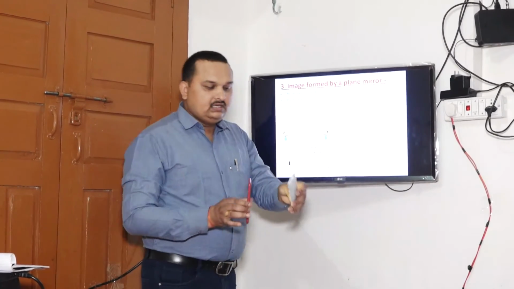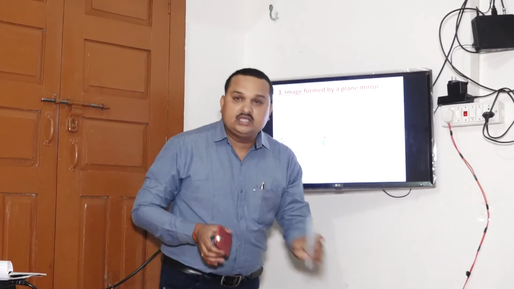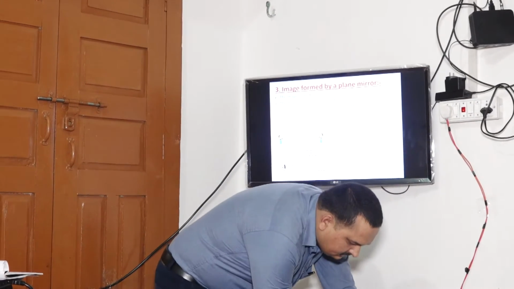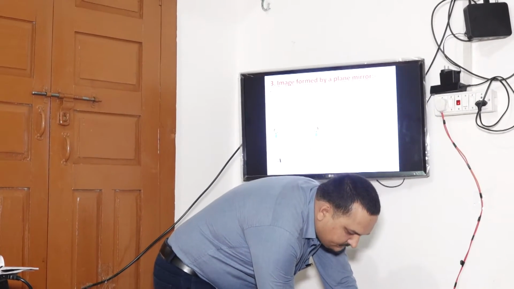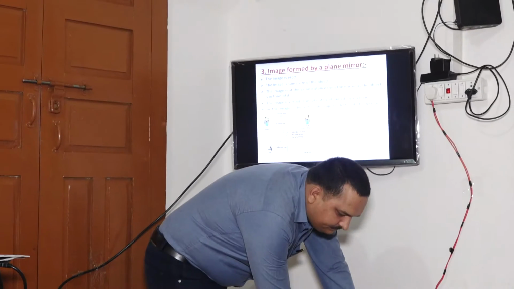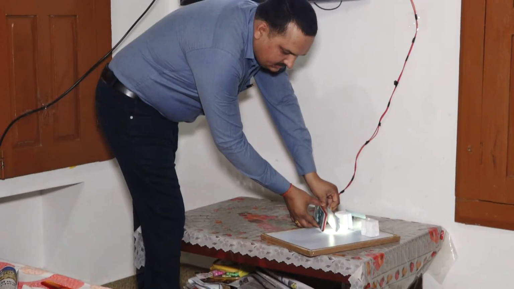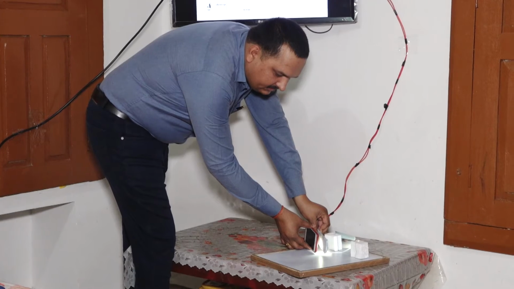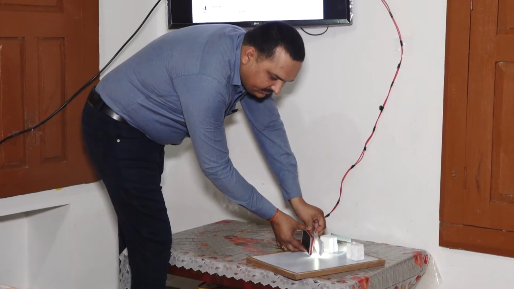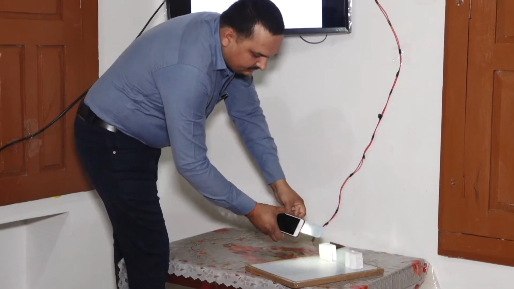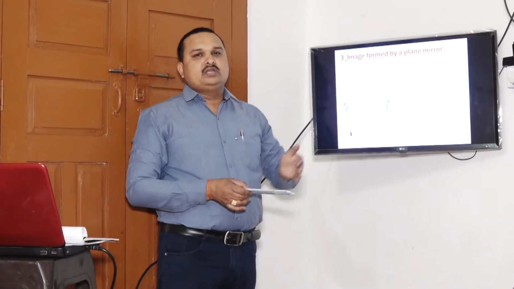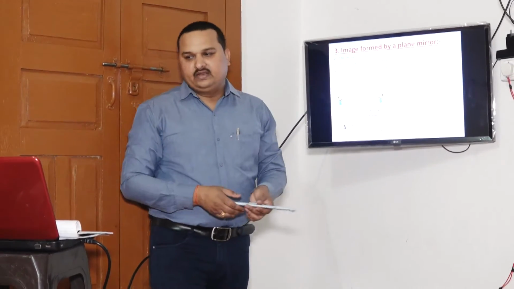So you can see the reflection of light using a plane mirror. You can see this is the incident ray, and the second is the reflected ray from the plane mirror. So it means the bouncing back of light by a smooth surface is known as reflection of light.